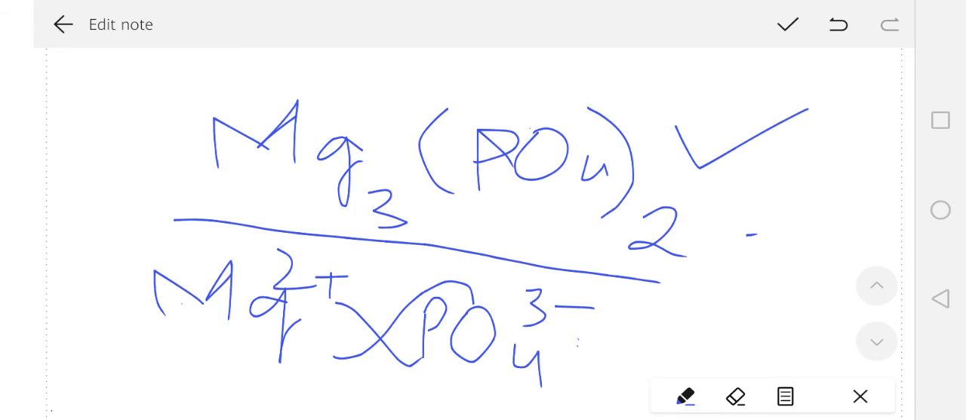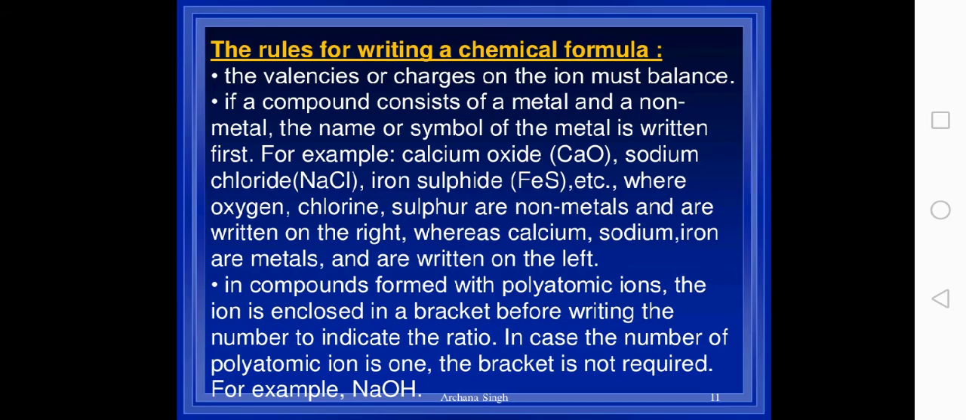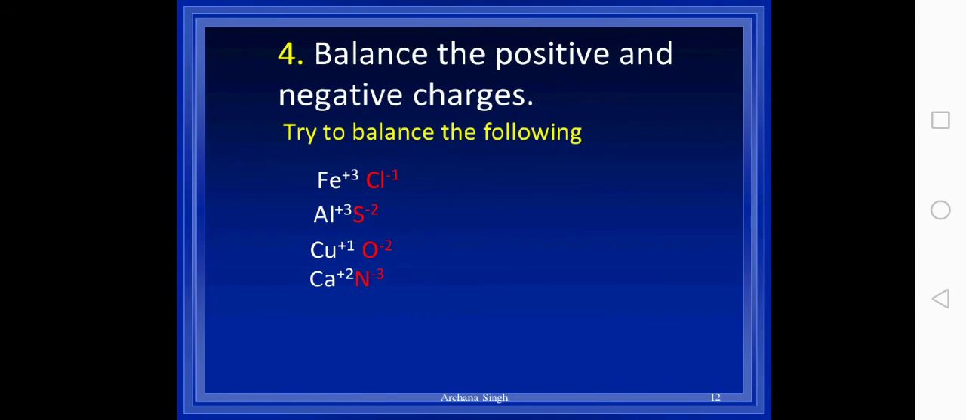So this is all about writing formula. These are the notes here: the valencies or the charges on the ions must balance. If a compound consists of metal and non-metal, the name or symbol of the metal is written first. These notes are for your help. I think I'm finished here giving all the knowledge about how to write a chemical formula. You simply balance the positive and negative charges. We already did this.